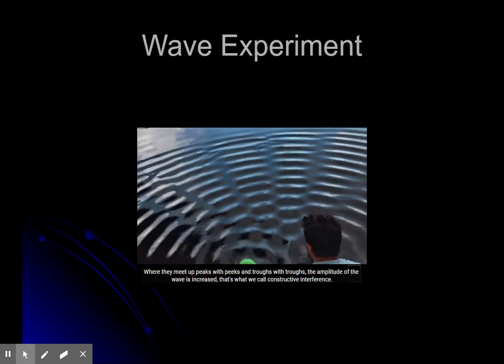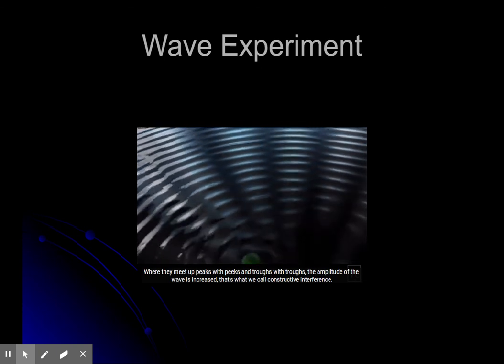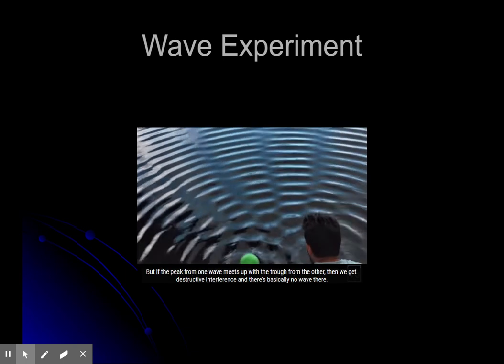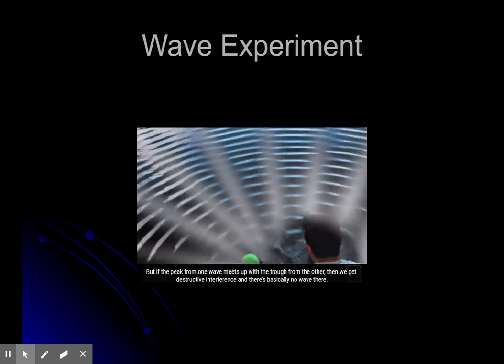Where they meet up, peaks with peaks and troughs with troughs, the amplitude of the wave is increased. That's what we call constructive interference. But if the peak from one wave meets up with the trough from the other, then we get destructive interference and there's basically no wave there.